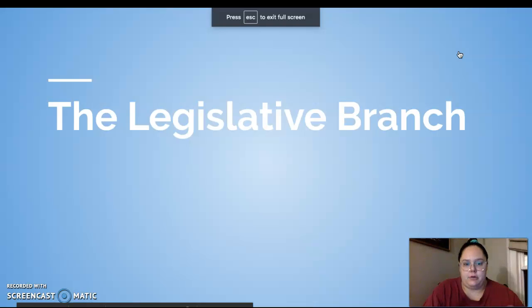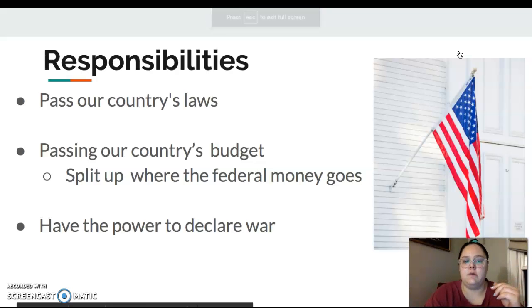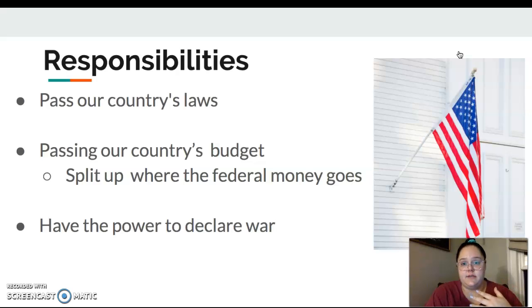So today's lesson is all about the legislative branch. Their responsibilities are to pass our country's laws. They vote on different laws, and then those laws get sent to the president, and he can either approve them or he can veto them. They also pass our country's budget, which means that they split up where all of that money goes. So different departments, different states, and they also have the power to declare war.